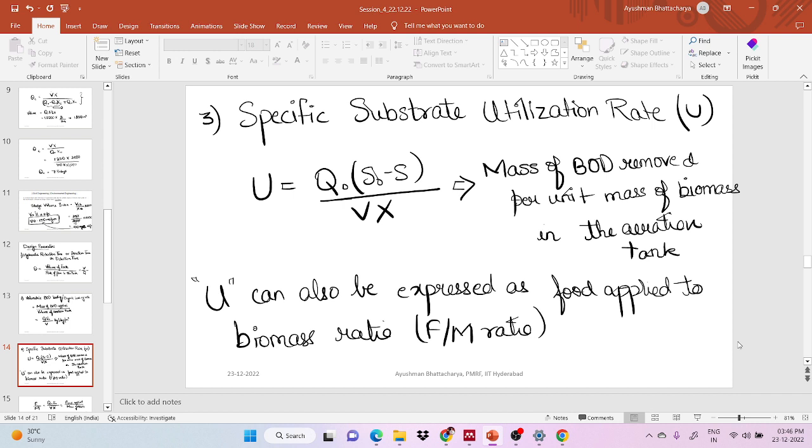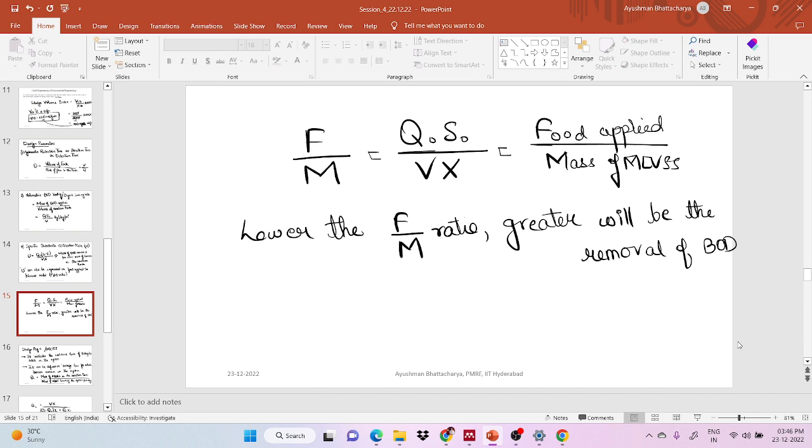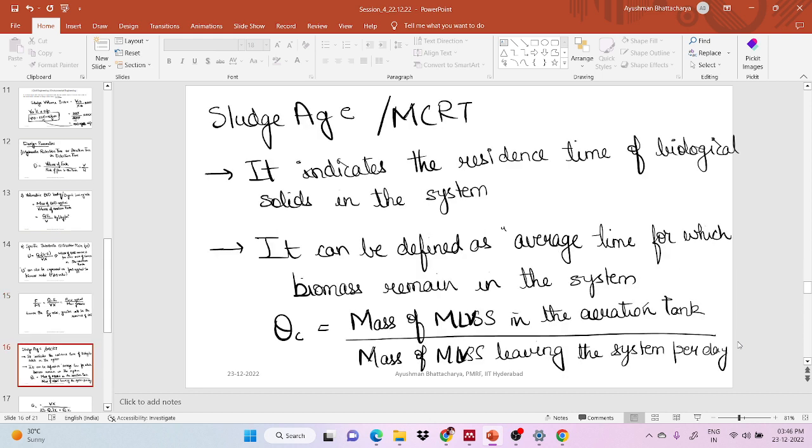So, in this U, it means mass of BOD removed per unit mass of biomass in the aeration tank, and U can be expressed as the food applied to the biomass ratio, F by M. So, F by M is equal to food applied by mass of MLSS. The lower the F by M ratio, the greater will be the removal of BOD. Now, then we studied sludge age.